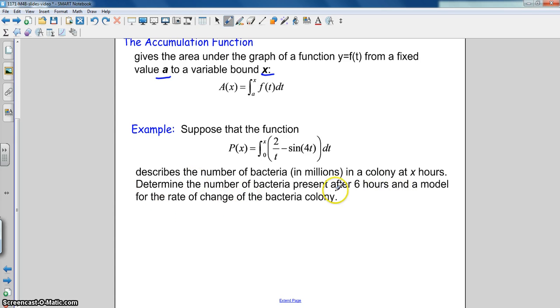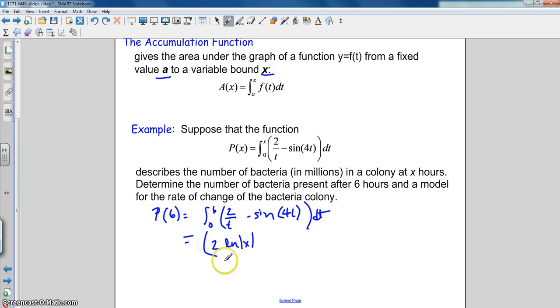So let's start with P of 6. It's asking, well, x is time in hours, so x is just 6. So we want to find P of 6. This is equal to the integral from 0 to 6 of 2 over t minus sine of 4t dt. Now I need to determine the antiderivative. Well, this is going to be 2 natural log of the absolute value of x, again just because we don't know if x is positive or negative. Here it's positive, so we could technically drop it.